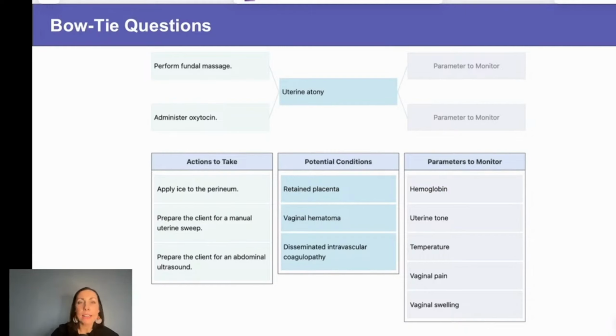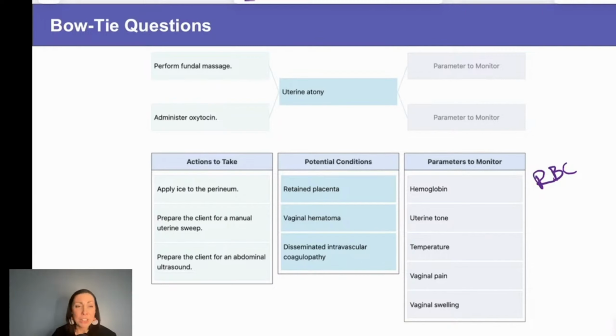Hemoglobin, what's that going to tell us? Hemoglobin is going to tell us about those red blood cells, right? She's losing blood, so we definitely want to monitor that, okay? Uterine tone, what do we think about that? We're giving all that fundal massage. We want to keep monitoring it, right? We want to make sure that we have gotten that uterus nice and firm and it's toned up and it's not boggy and bleeding anymore.